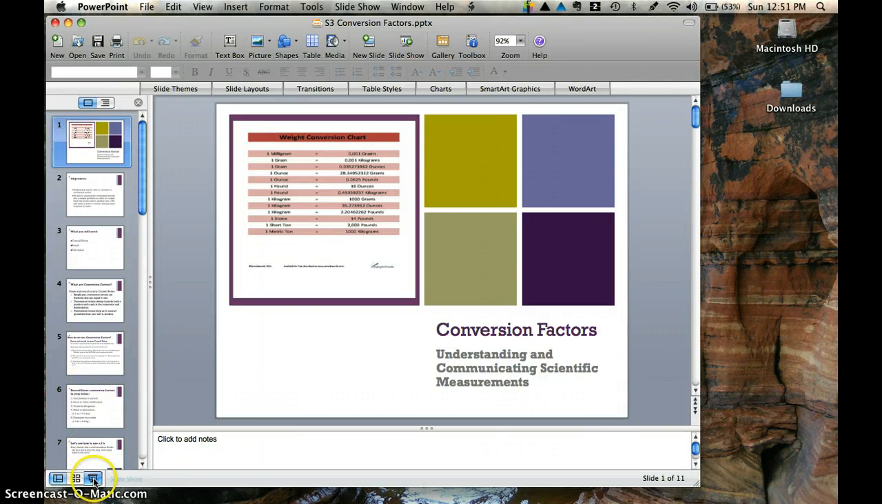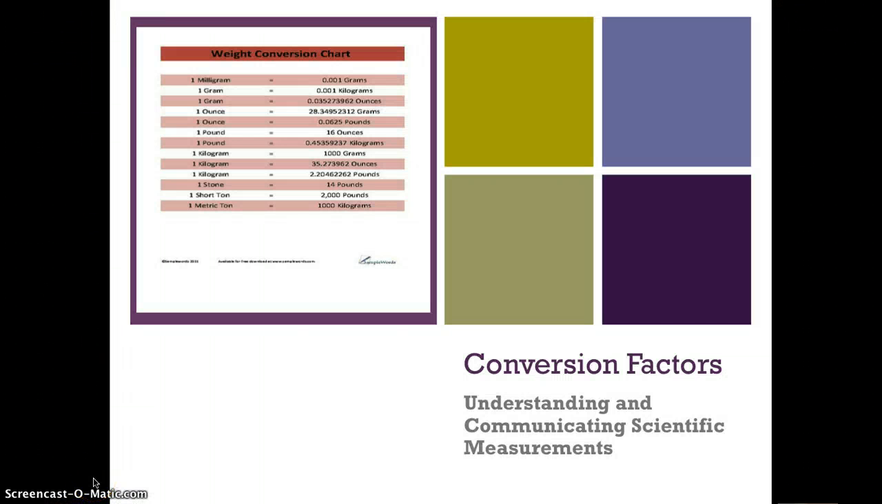So the topic is conversion factors, and this is part of our Understanding and Communicating Scientific Measurements unit. You'll notice here on the upper left-hand corner, we have a weight conversion chart, and this is up here mainly so that you can refer back to the kilogram and pound equality. So 1 kilogram is 2.2 pounds, but it also talks about other English and metric equivalencies.